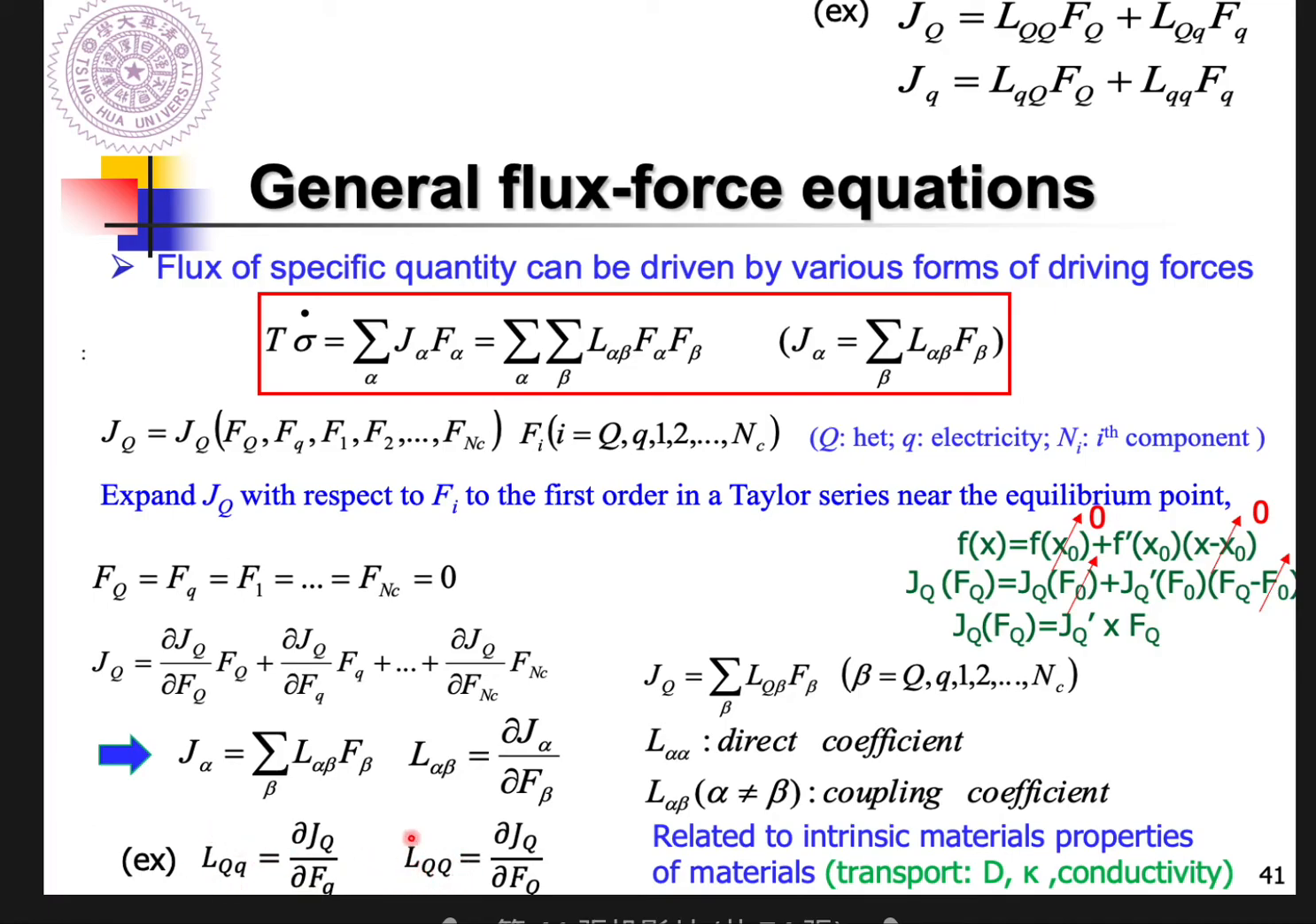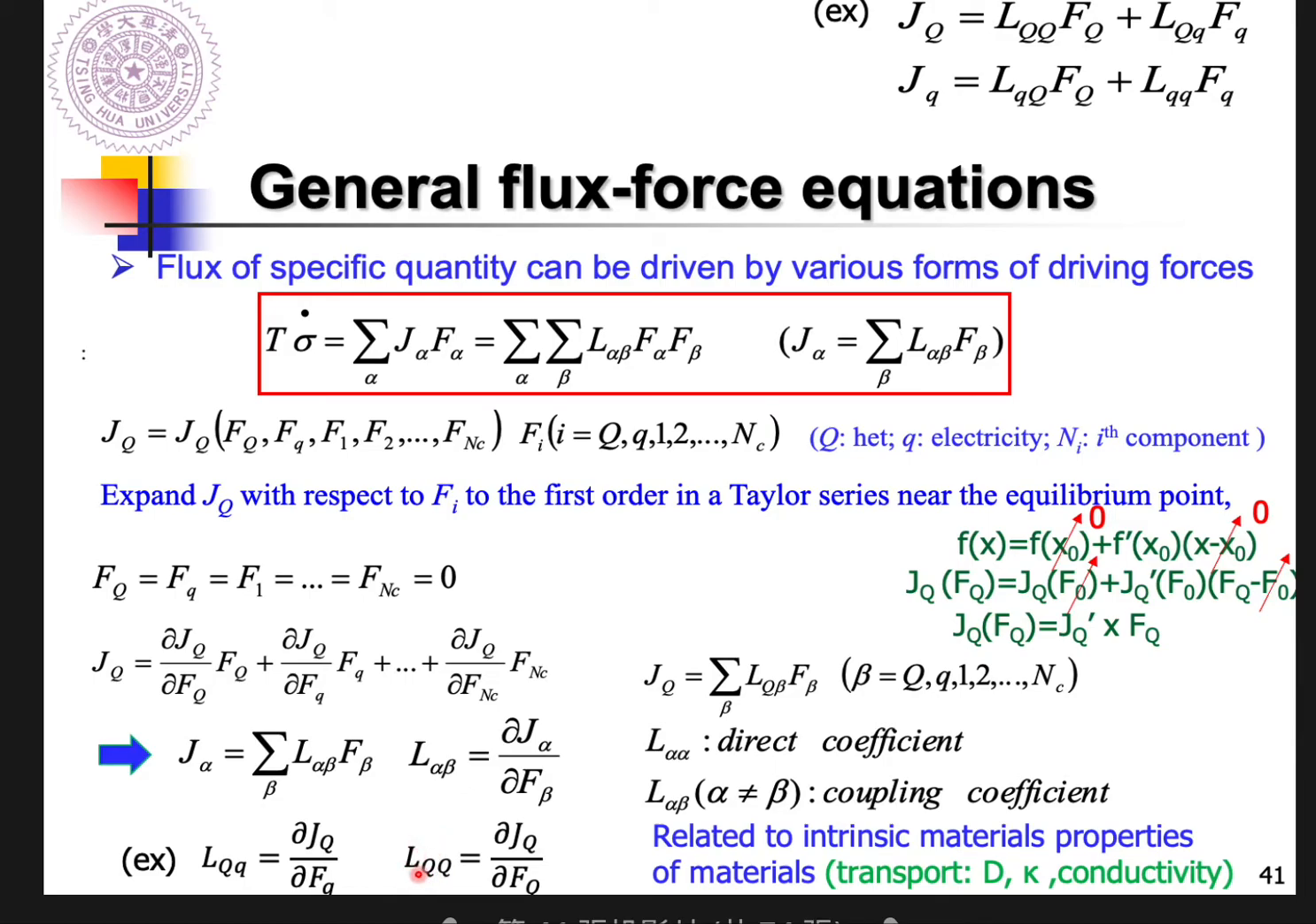and what's the relationship between the direct coefficient and the coupling coefficient with your materials? This coefficient, no matter whether direct or coupling, is related to intrinsic material properties. For example, if we talk about the heat flux, it probably relates to the thermal conductivity. If we talk about mass transport, like J_i, the atomic flux will be related to the diffusivity of that material. So every material has its own direct and coupling coefficient, right?